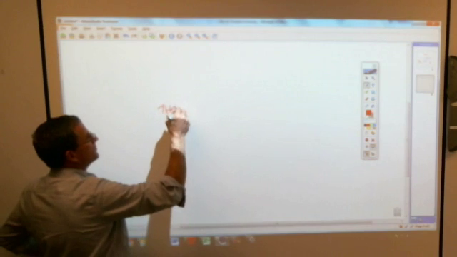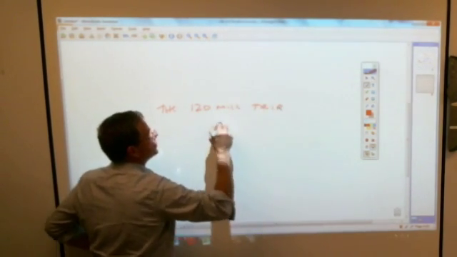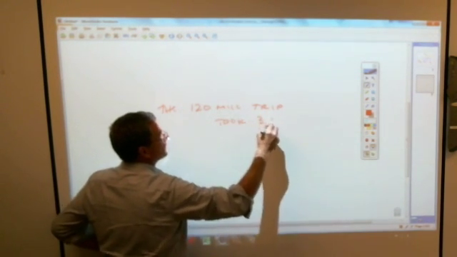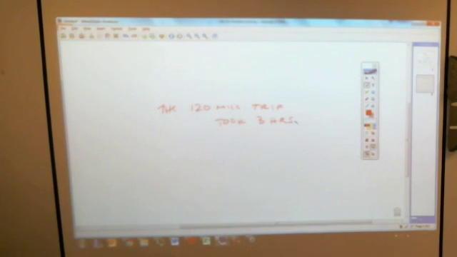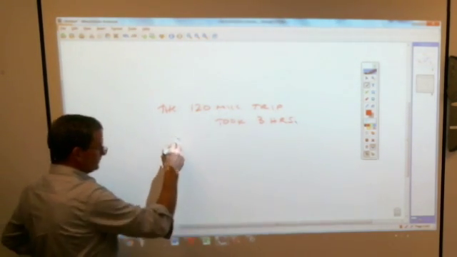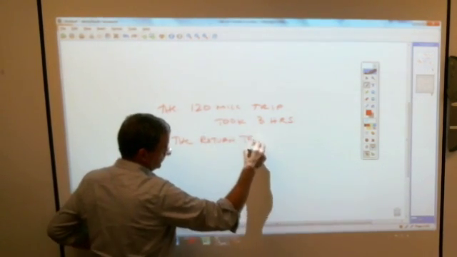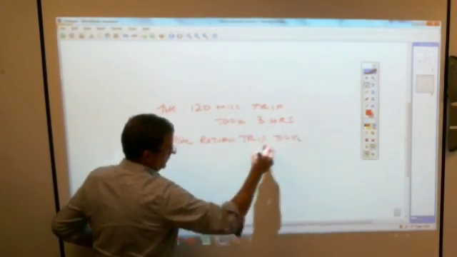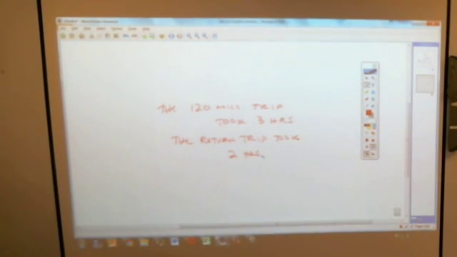The 120-mile trip took 3 hours. The traffic was lighter on the return trip. The return trip took 2 hours. Find the average speed.